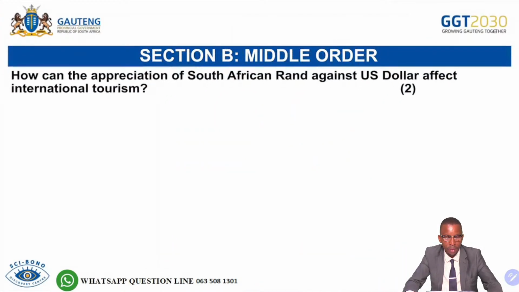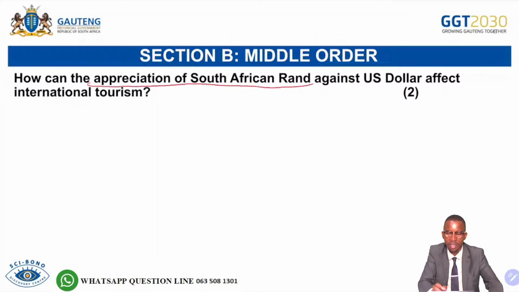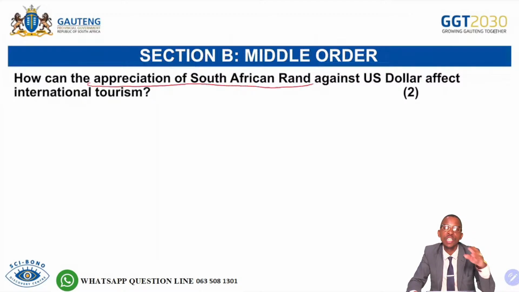We continue. How can the appreciation of the South African rand against the US dollar affect international tourism? So in this situation, we're still on tourism, but now on the appreciation of the South African rand. If our rand is becoming stronger against the dollar, how is that going to affect international tourism? You must look at two things as you answer the question. You look at how it is going to affect South Africans touring to the US, and how it is going to affect US tourists touring to South Africa. Firstly, if our currency appreciates, it becomes stronger. That's the first thing that you must know. It becomes stronger compared to that other currency or foreign exchange.